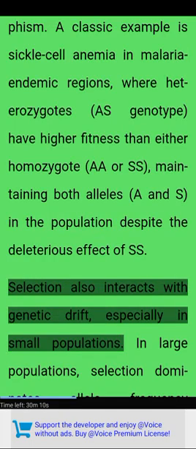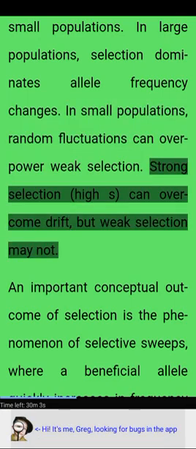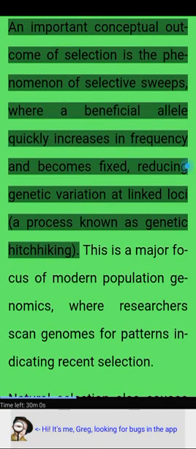Selection also interacts with genetic drift, especially in small populations. In large populations, selection dominates allele frequency changes. In small populations, random fluctuations can overpower weak selection. Strong selection, high S, can overcome drift, but weak selection may not.